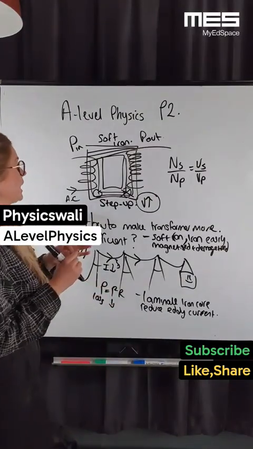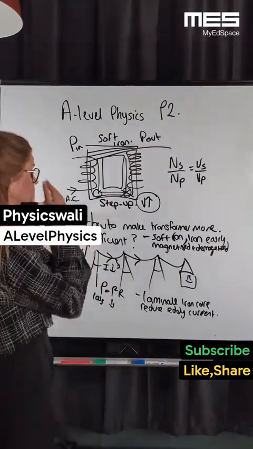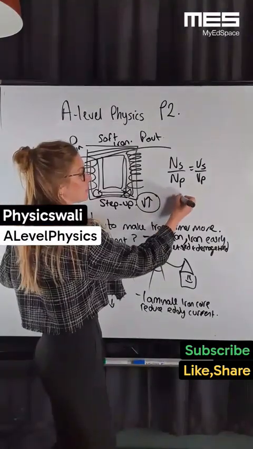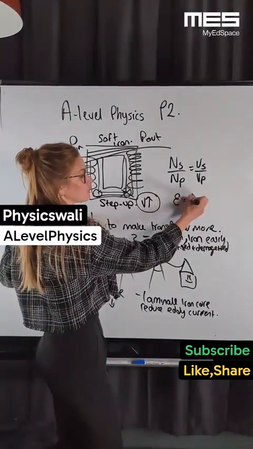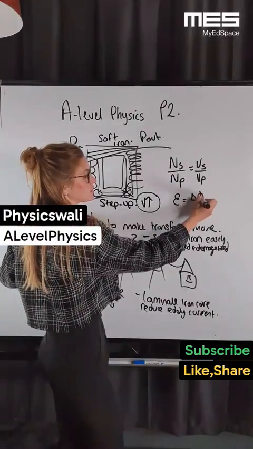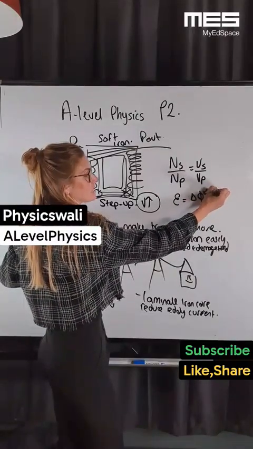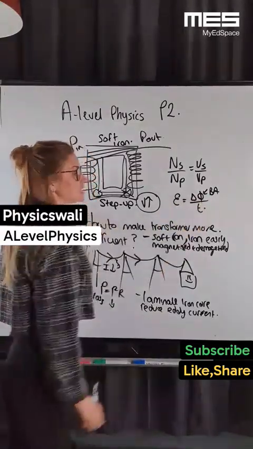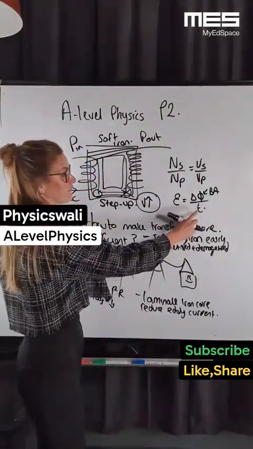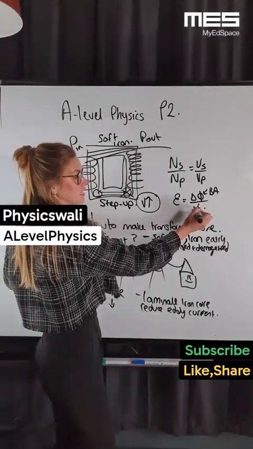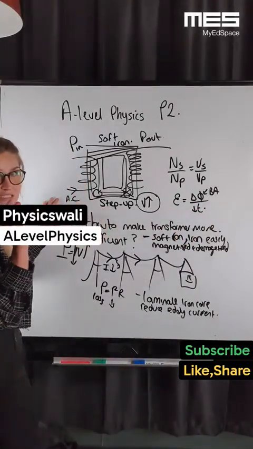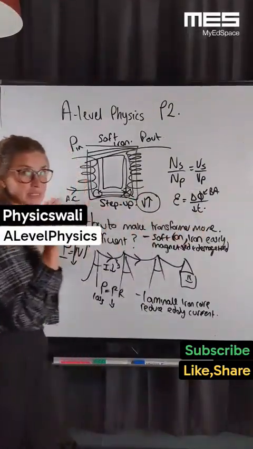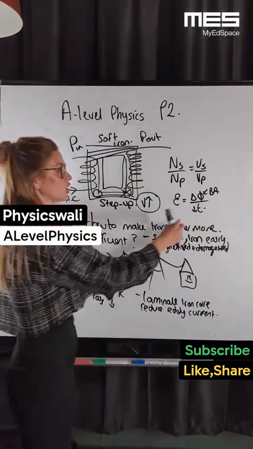One more thing I've seen in a past paper question is talking about the frequency that comes in here. Due to Faraday's law, the EMF induced is equal to the rate of change of magnetic flux. Magnetic flux is B times A, how many magnetic field lines are passing through an area, over a time. So the smaller the time it takes for a full oscillation, the bigger the EMF is going to be.